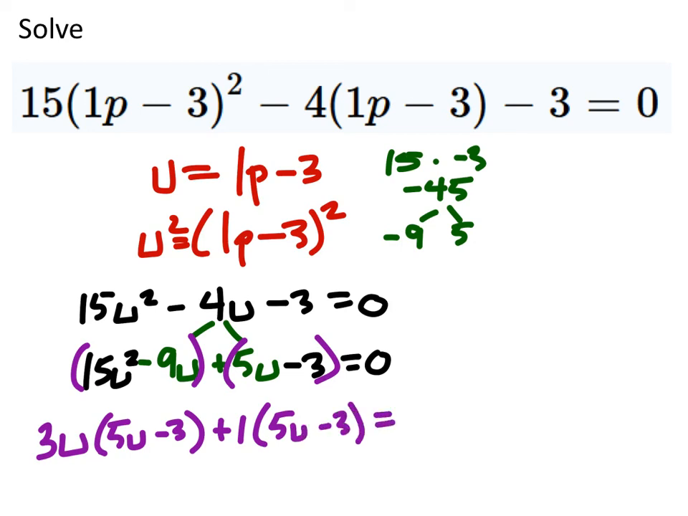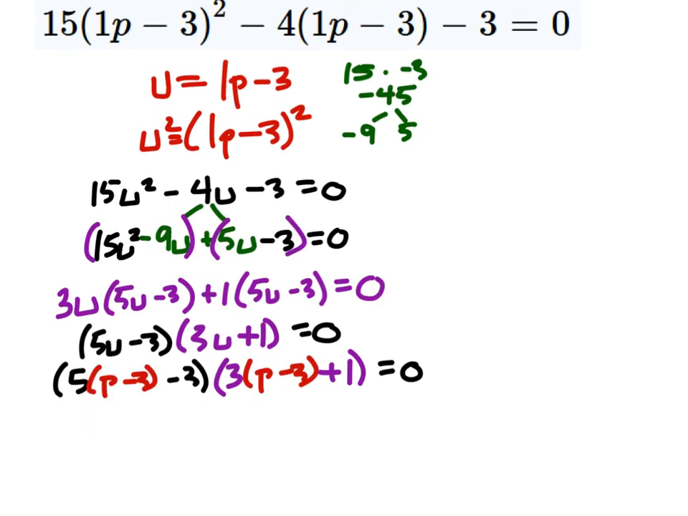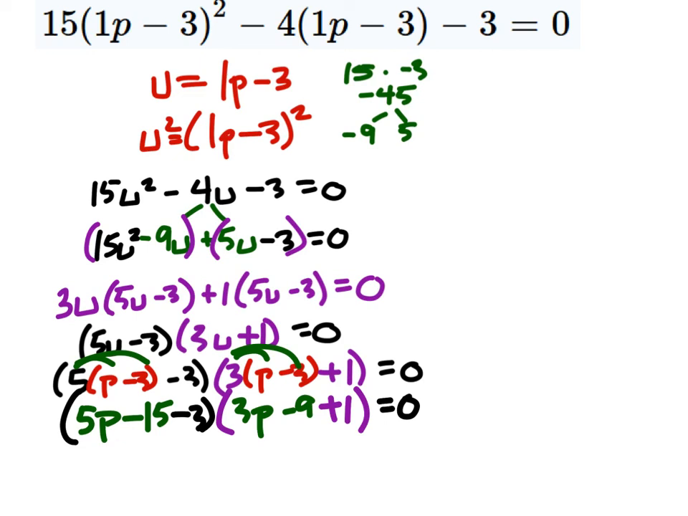Again, we want those two binomials to match so that I can factor out whatever that is. So we'll factor out that 5u minus 3 from both terms. And then whatever's left there, 3u plus 1. And this equals 0. Now that we got that factored out completely, let's go ahead and replace the u's with p minus 3. Now we'll distribute the 5 and the 3 into those parentheses. So there we go, 5 and 3 there. And then we'll simplify those.